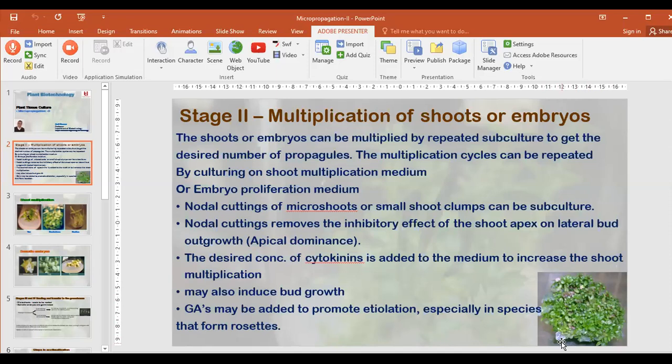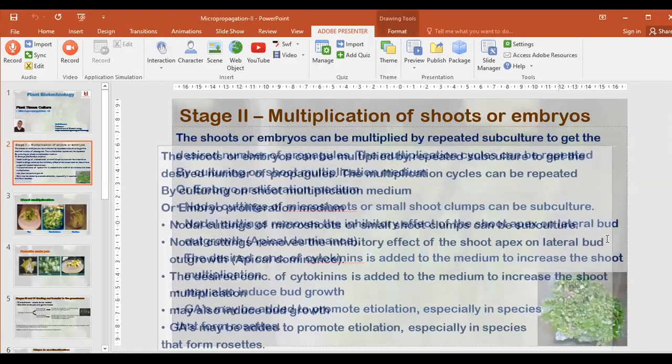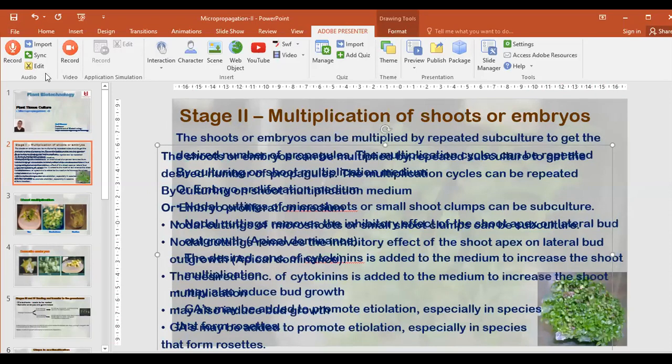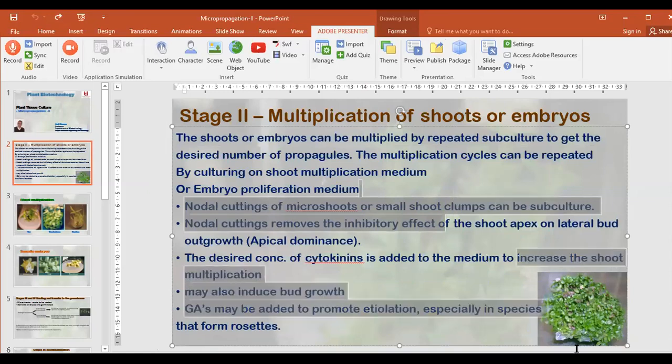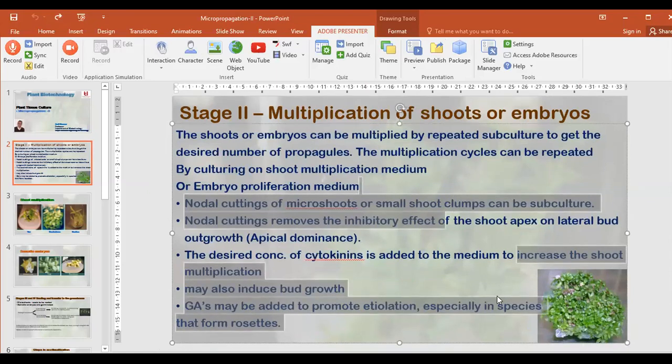So we can have shoots where we can take the nodal cuttings or the shoot clumps. This you can see, this is a big clump of eucalyptus shoots.